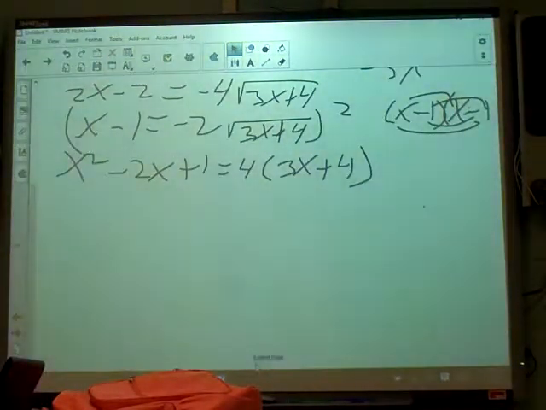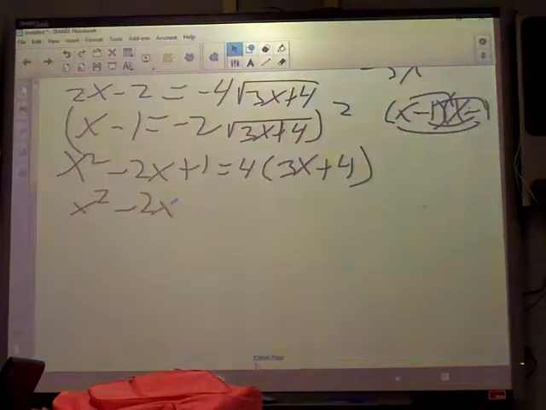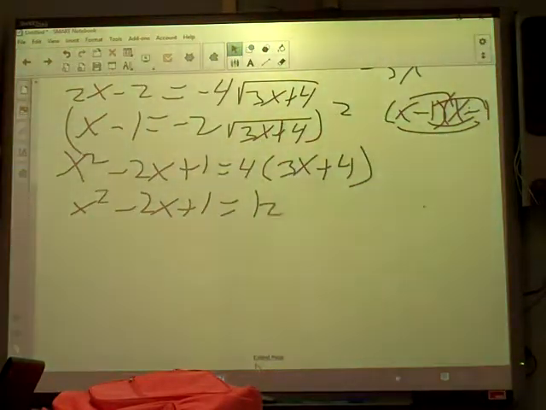What do you think we're going to do next? Distribute. So I got x squared minus 2x plus 1 equals 12x plus 16.